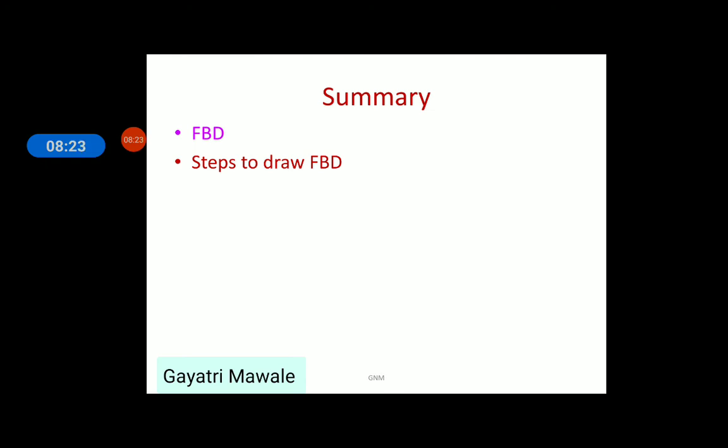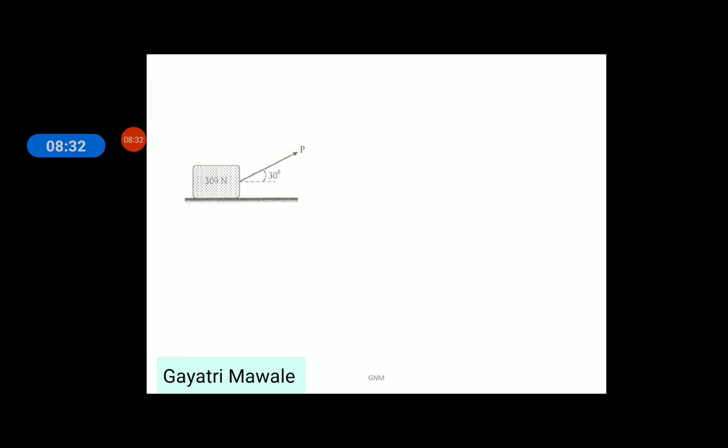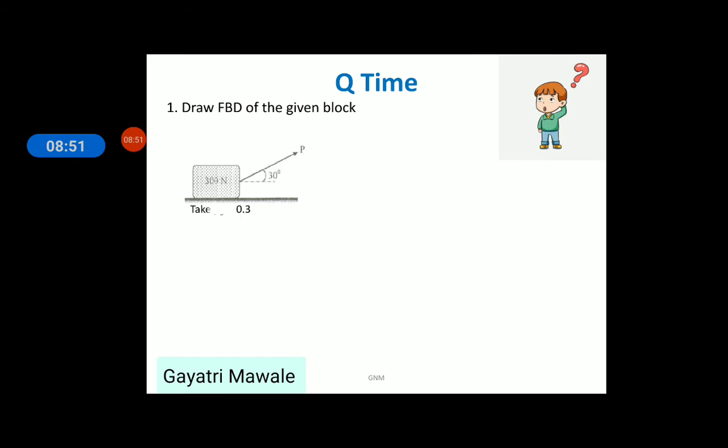In today's lecture, we have seen what is free body diagram, and then we have discussed steps to draw FBD. Now it's time to check your understanding. Here is one block of weight 300 Newton which is applied with the force P, making angle 30 degree with horizontal. You have to draw FBD of this given block. Take mu s, coefficient of friction, equals to 0.3. You can pause your video here. Try to draw FBD for this block.